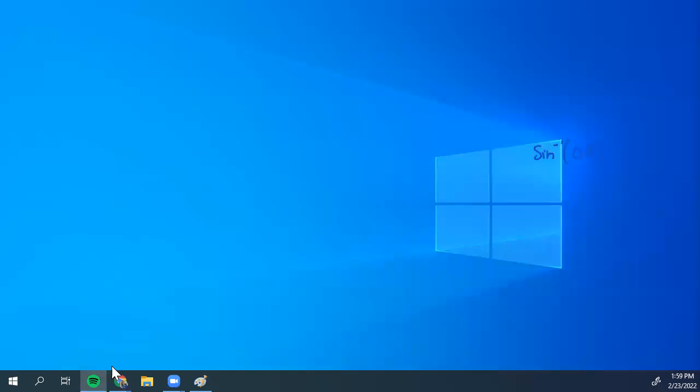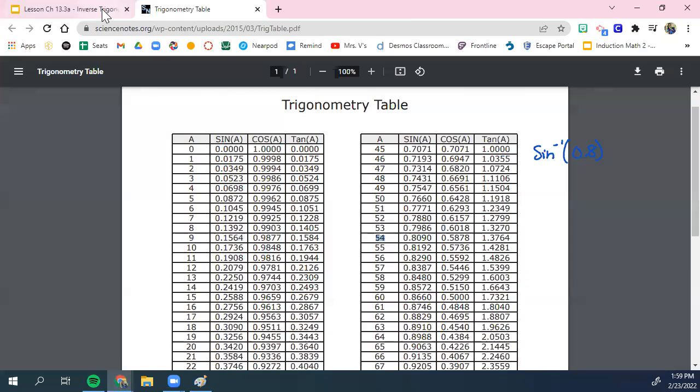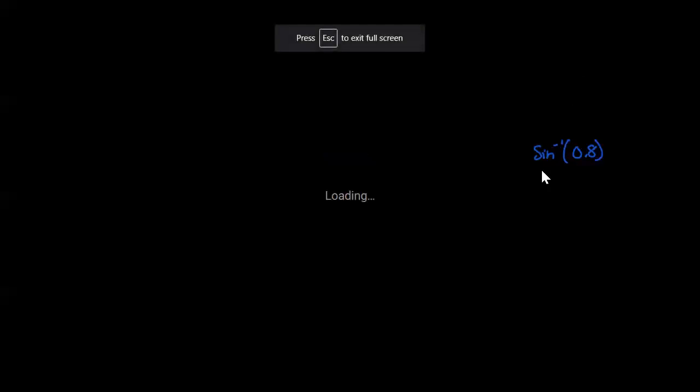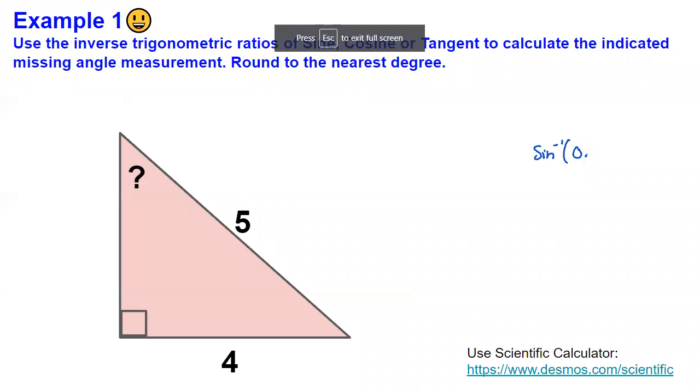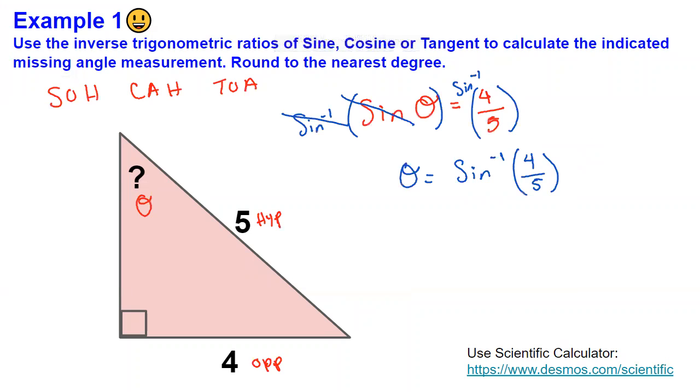So that's using our table. So instead of writing theta equals inverse sine of 4/5, I'm going to write it as the decimal value. So theta equals sine inverse of 0.8. And if we use a table, it would be approximately 54 degrees. All right, that's using the table.